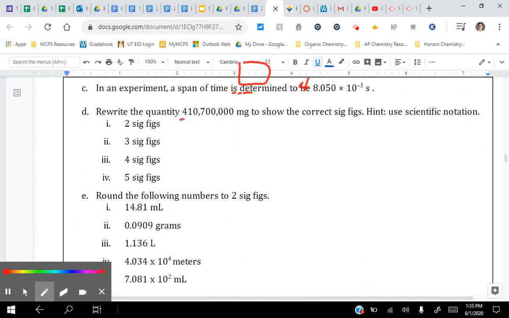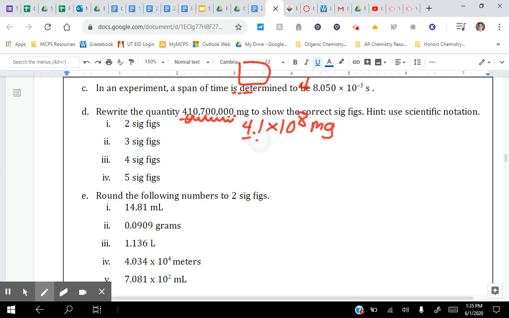So I need to look at my first 2 significant figures, which are 4 and 1. At the end of my number is an imaginary decimal point, and I need to count how many spaces to move that decimal point to the left. 1, 2, 3, 4, 5, 6, 7, 8. I always move it so it's right after the first number. So 4.1 times 10 to the 8th milligrams. That is 2 significant figures. If I wanted to do 3 significant figures, 4.10 would be my 3 sig figs.